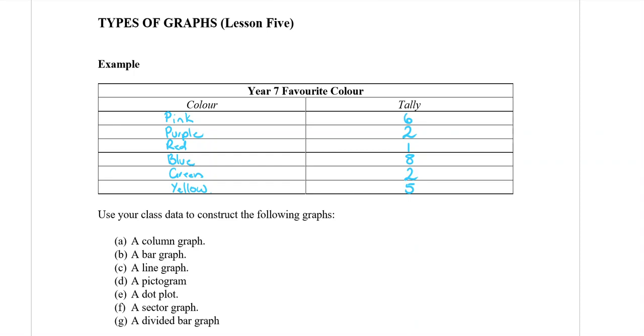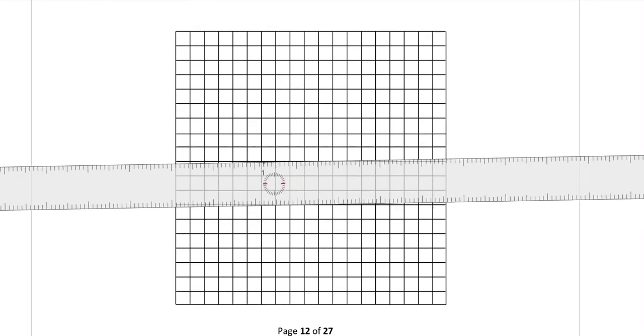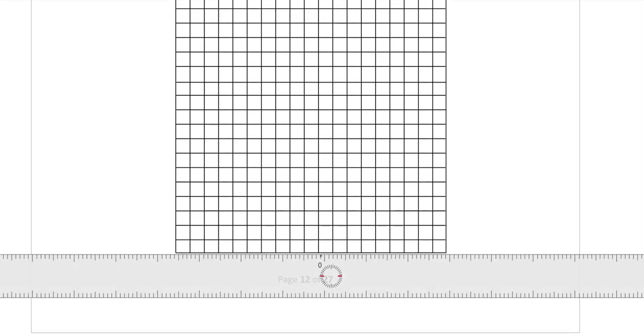Okay, so we're going through the 7 graphs that we have now learnt. First of all, the column graph. We need to rule across the bottom and set up our axes.